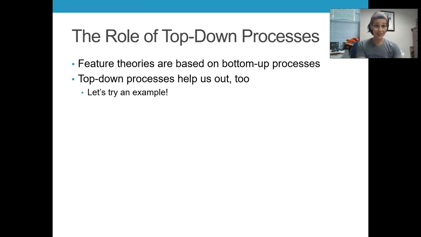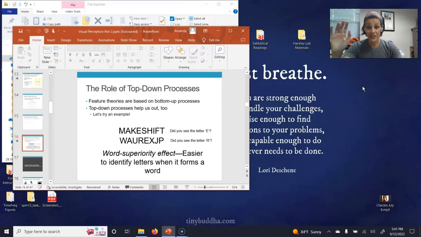So we're going to try an example here. I'm going to flash you a bunch of letters on the screen, and I want you to see if you can identify them. Did you see a letter E in that string that I flashed? Now we're going to try another one. Did you see the letter R in that one? So I'm going to close out of this really quick.